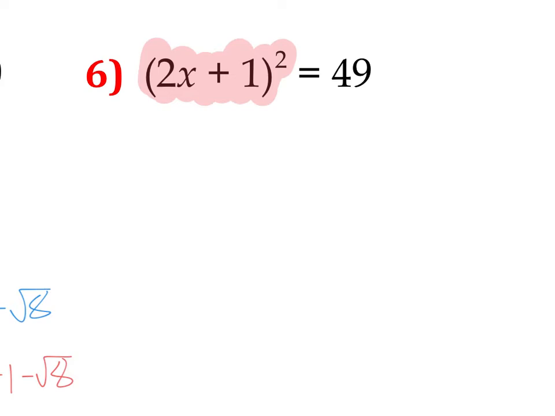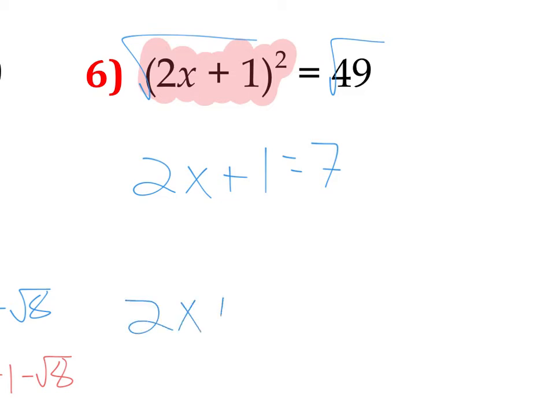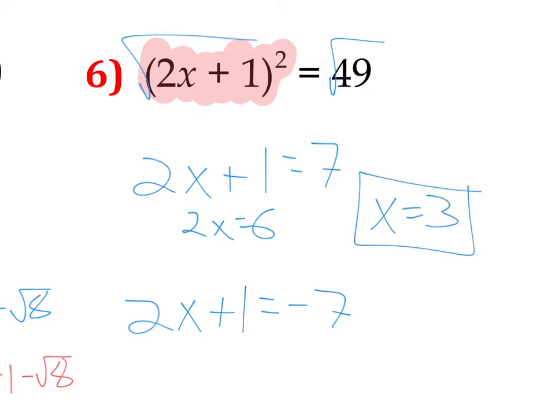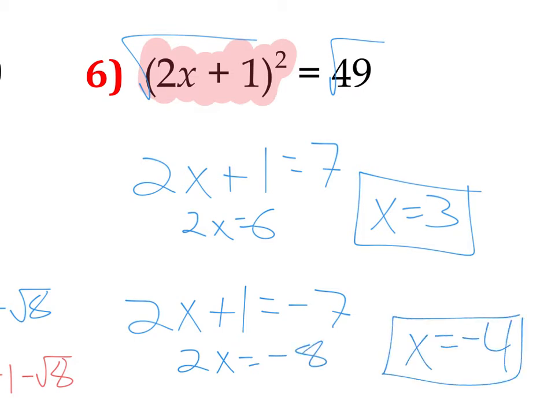Right here, the square term is already isolated, so let's go ahead and square root. So we'll have, let's see, that'd be 7 or negative 7. And then when we go through to solve these, on this first one here, we'll subtract the 1 over. Actually, we'll subtract 1 over on both sides. This would be 2x equals 6, so x equals 3. If I divide out the 2. 2x equals negative 8, divide by 2, x is negative 4. Awesome.